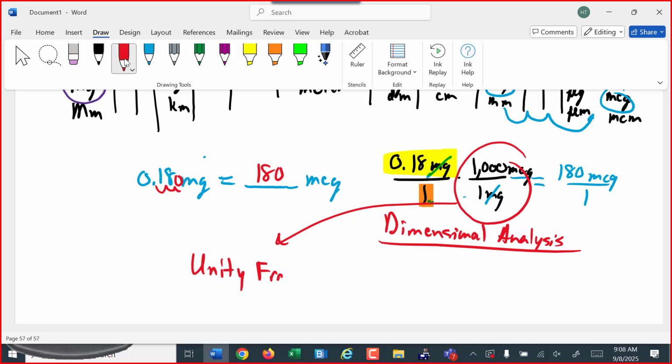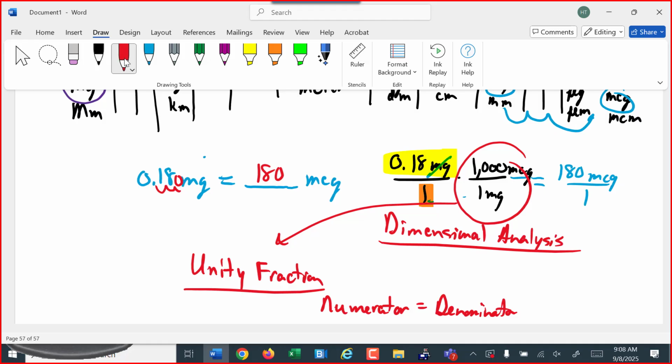And a unity fraction is simply any fraction where the numerator is equal to the denominator. Now you look at it, 1,000 over 1 doesn't look like they're equal, but you have to look at the units. 1,000 micrograms is equivalent to 1 milligram. So yes, the numerator and denominator are equal. So that means when we multiply by it, it does not change the value. It'll simply change the appearance.